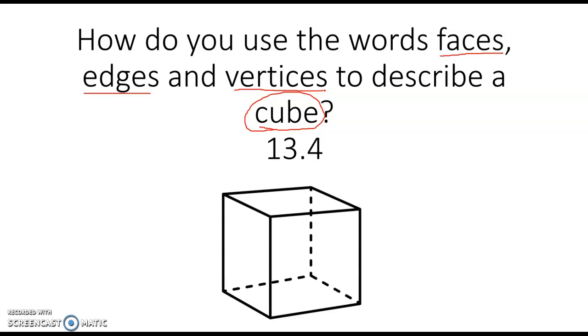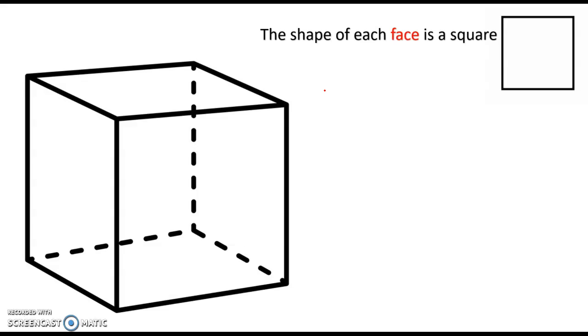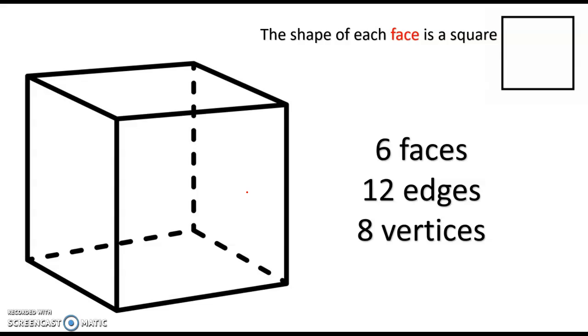This is a cube. A cube is a 3D shape. Let's talk about those faces, edges, and vertices. So here is my cube. This is a square. The shape of each face is a square. Remember, all of this space inside is a face. So this right here, that's one of the faces. We have one here. We've got one up here. There's one in the back, on the bottom, and on this side too. So a cube has 6 faces altogether.